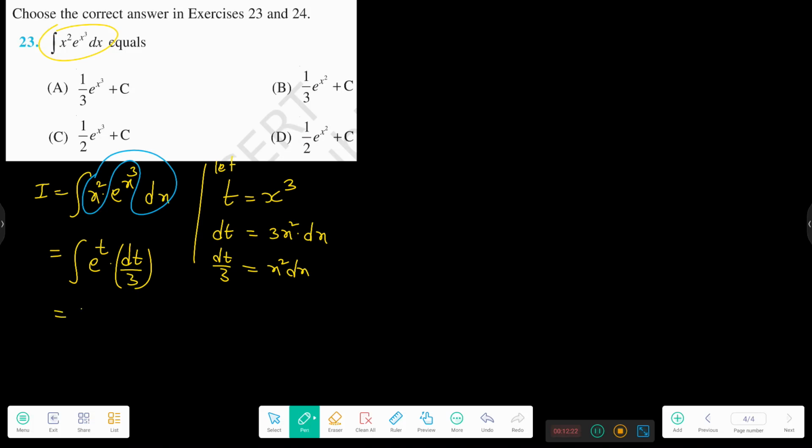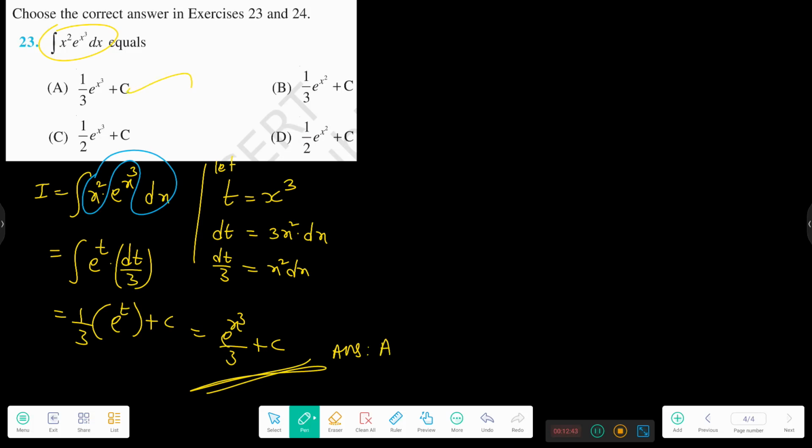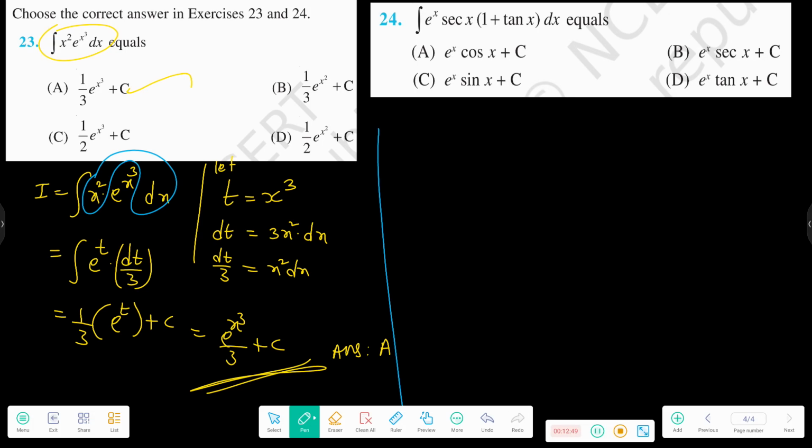That 1 by 3 you take outside. What is integral e power t? Integral e power t is e power t only, plus c. So t is what? x cube. So it is 1 by 3 e power x cube plus c. Where is the option? What is the answer? Option A we have, 1 by 3 e power x cube plus c. Option A.